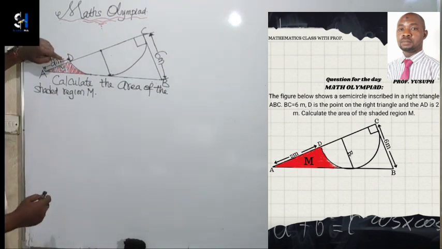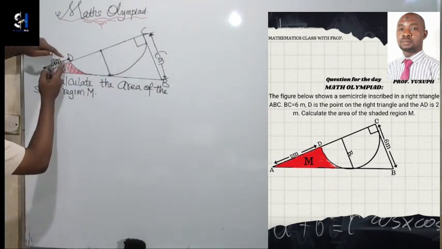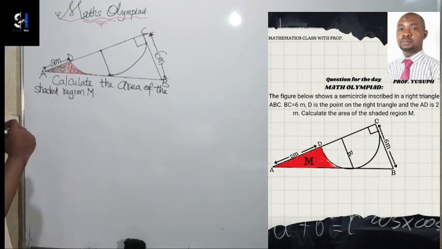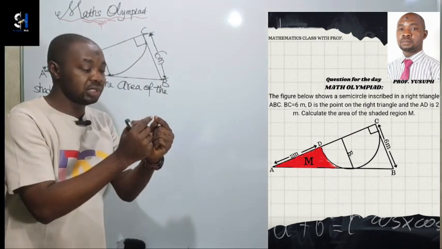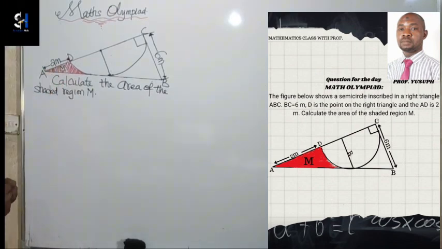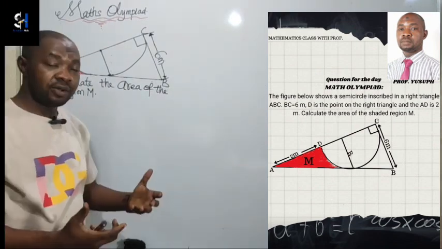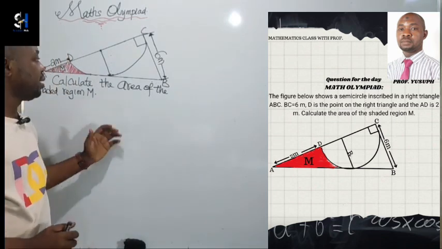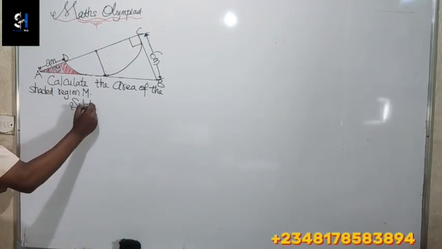D is the point where the semicircle touches the right triangle. So we have that to be 2 meters. We want to calculate the area of the shaded region M. Now let's have our solution.